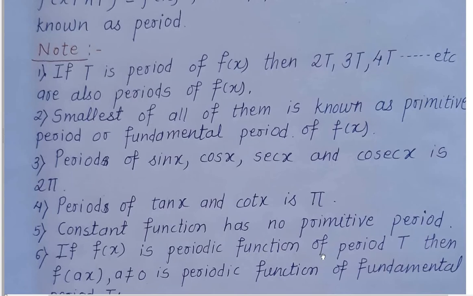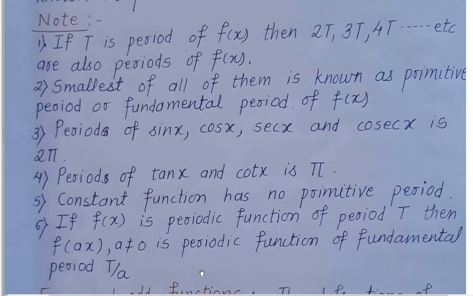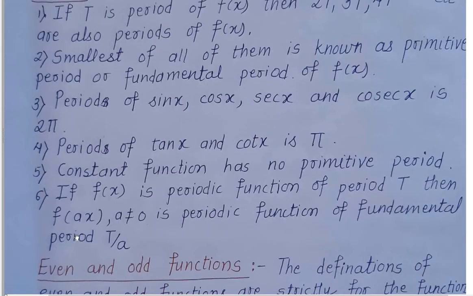Then if f of x is a periodic function of period t, then f of ax, for a not equal to 0, is a periodic function of fundamental period t by a. For example, if we have the sine 2x function, it is x multiplied by 2. Sin x is periodic with period 2 pi, so the period is 2 pi by 2, which is pi. So sin 2x is periodic with period pi.